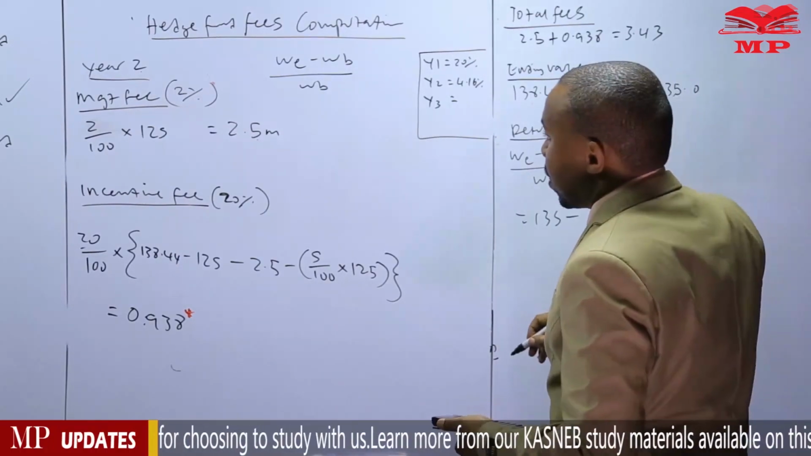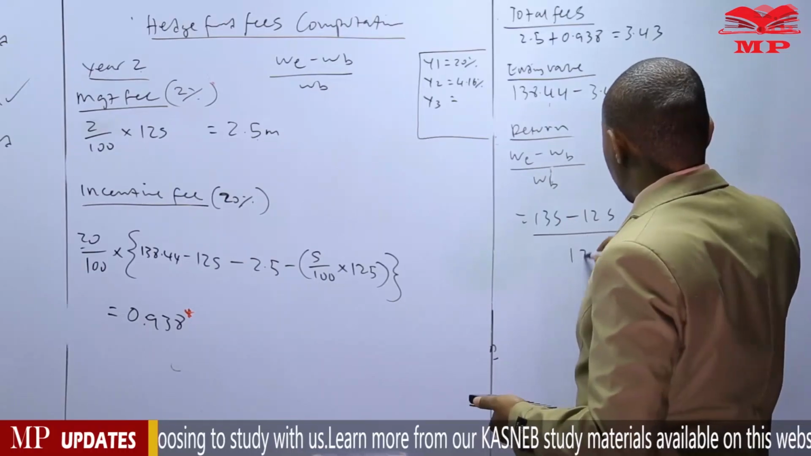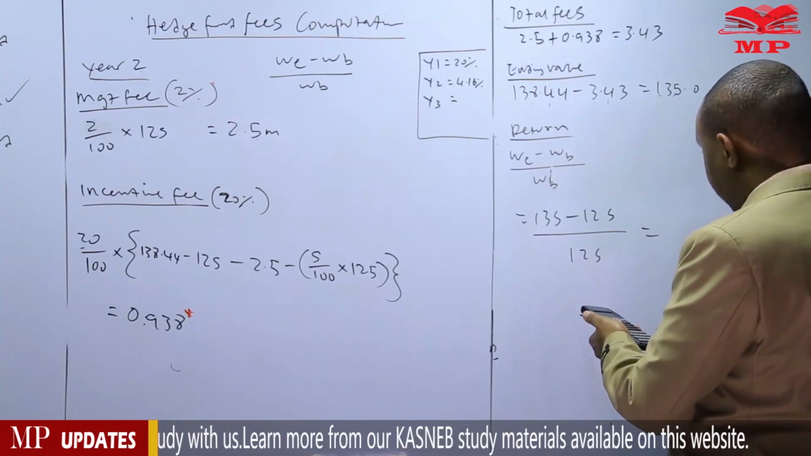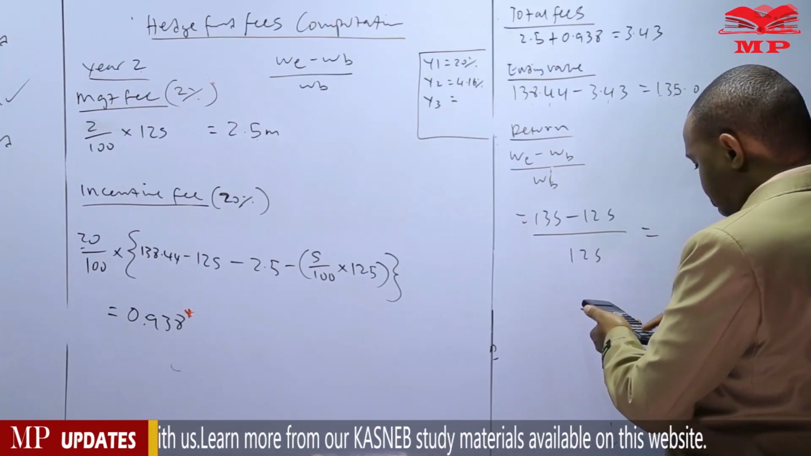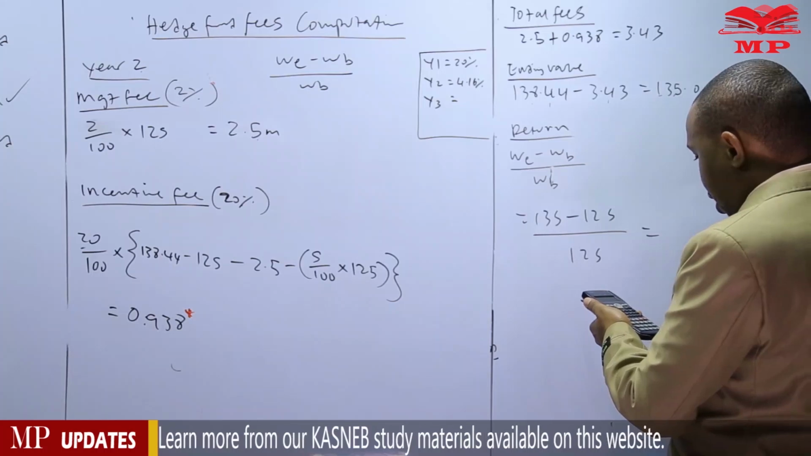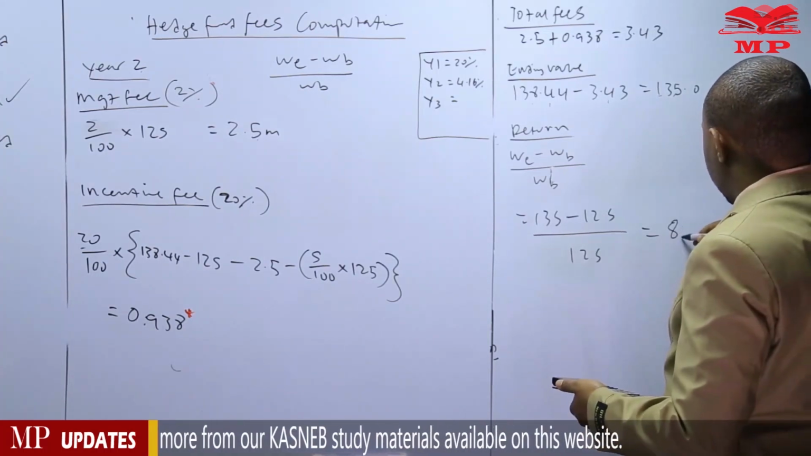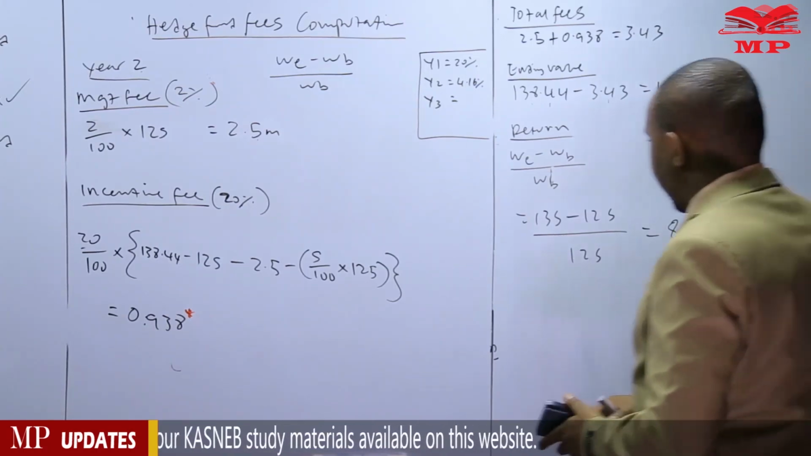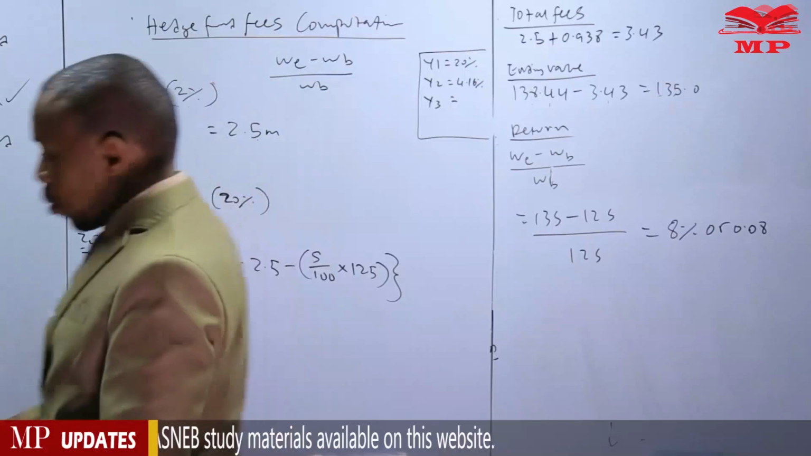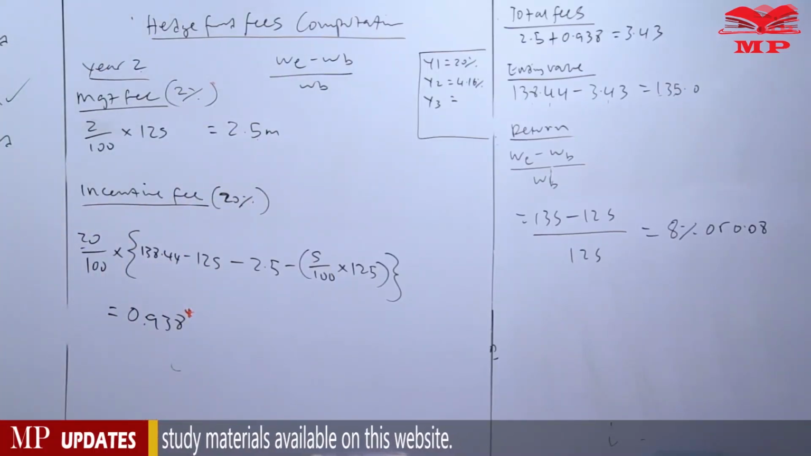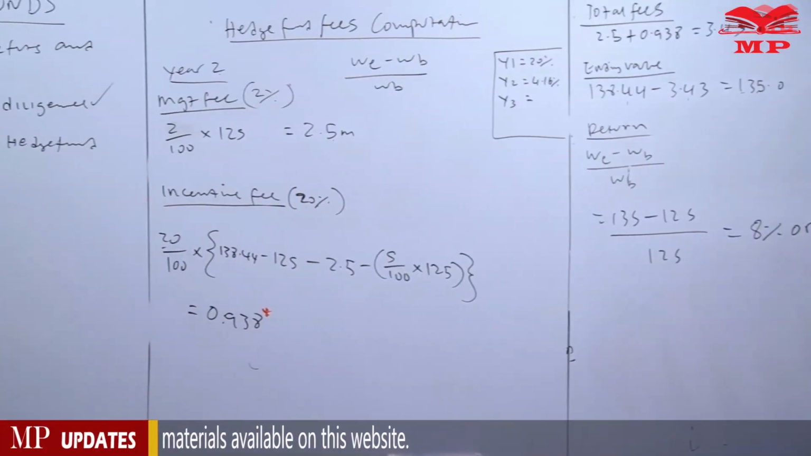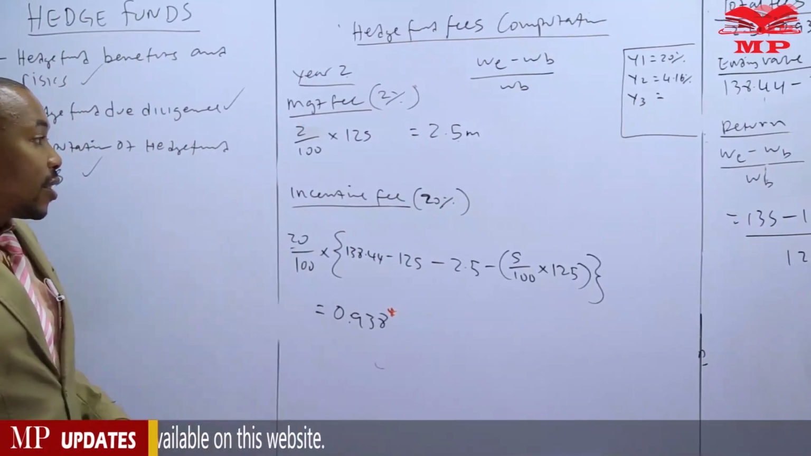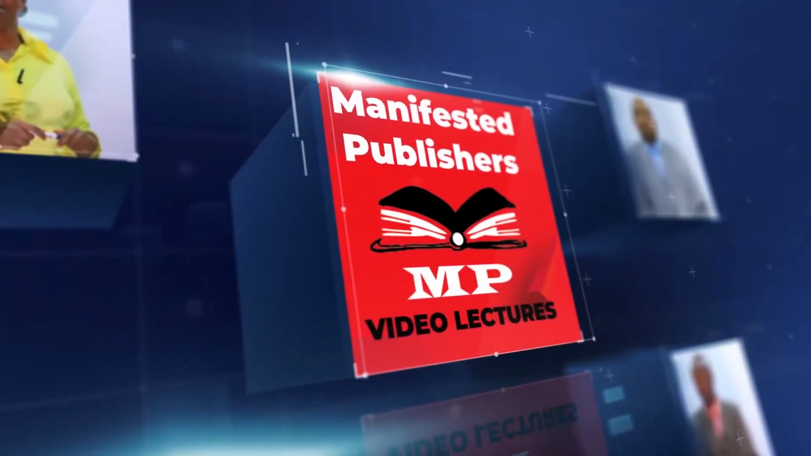135 minus the beginning value, 125, over 125. That is 8%, or 0.08. That is the computation of the management fees and incentive fees for all the 3 years. We've also gone ahead to compute the component of return for the 3 years like that.